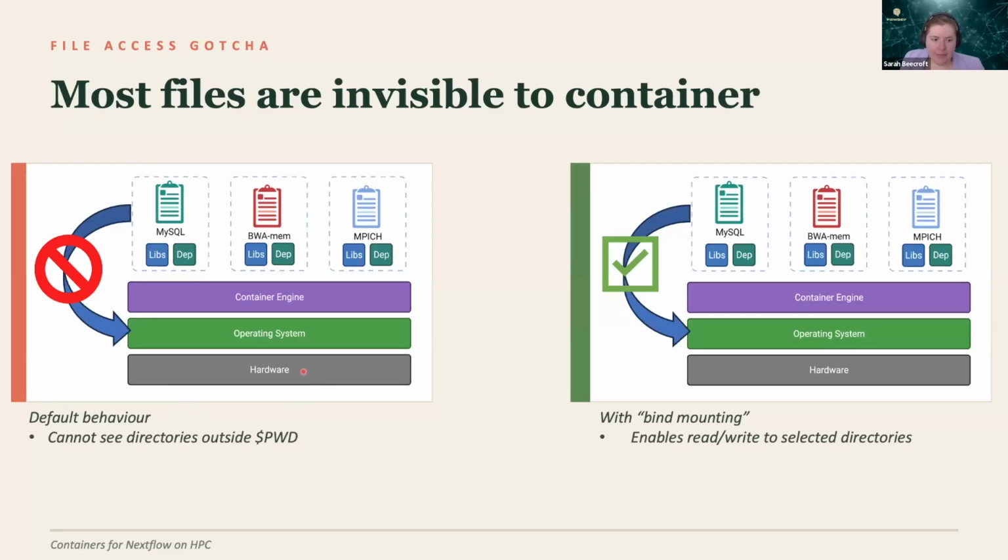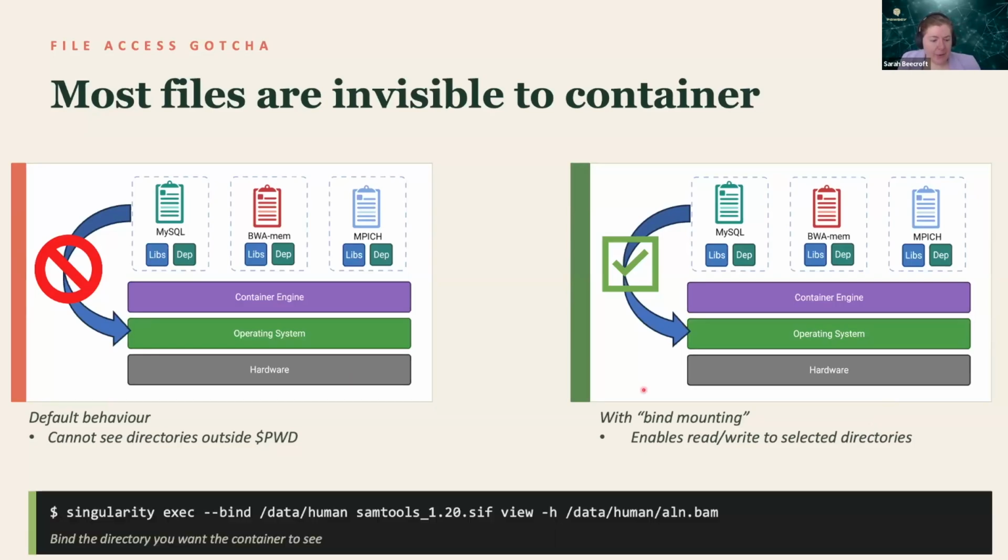So if I am running something and I think, oh, actually, I also need the container to be able to look in some very obscure directory that's not automatically mounted for me, I need to mount it myself. I need to make it available myself. That's called bind mounting, and it enables read-write access to these additional selected directories. So it's basically saying, I want you to also be able to read this directory.